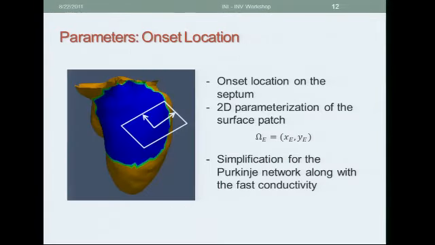So the second question was where do we find the onset location, and the parameterization is simple. We know that the onset location will be somewhere on the endocardial surface, so it's a two-dimensional surface patch which can be done easily, and it's two parameters. So I hope I gave, so that was the partial differential equation we want to solve for, and these are the parameters that we will estimate with the cardiac data.